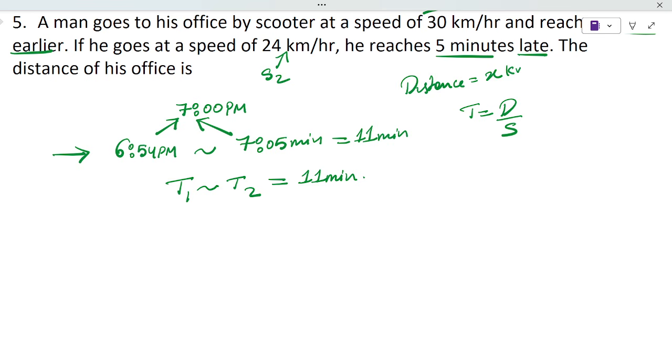X kilometer. Distance is equal to x kilometer. So time 1 will be what? Distance by speed 1. Difference of distance by speed 2 will give us 11 minutes.